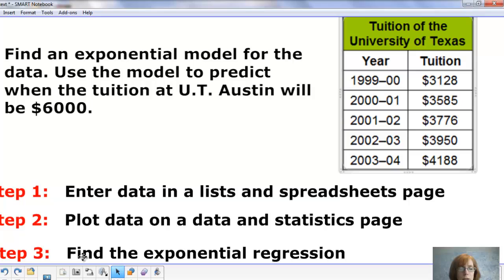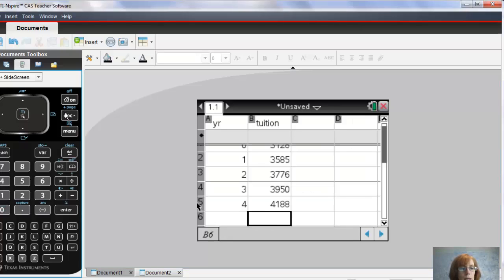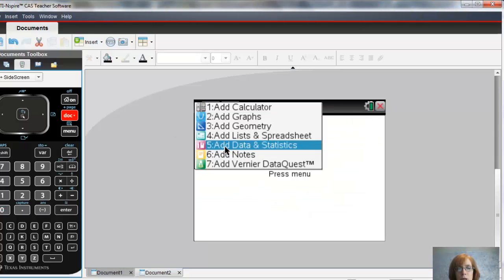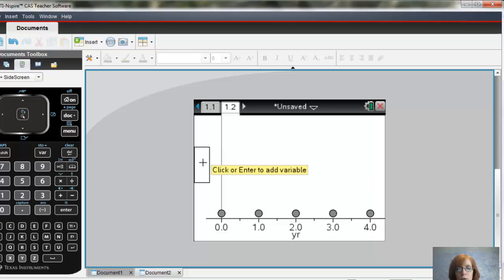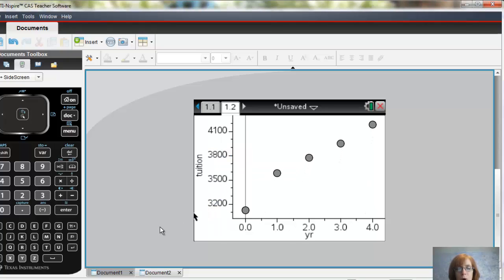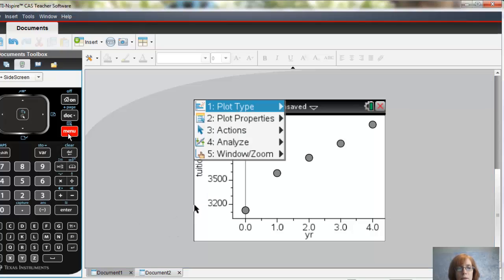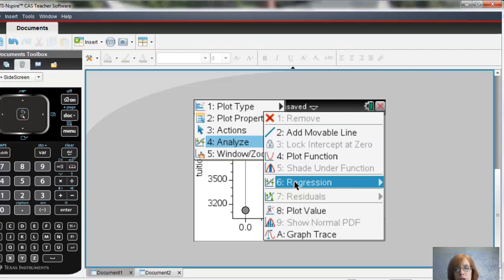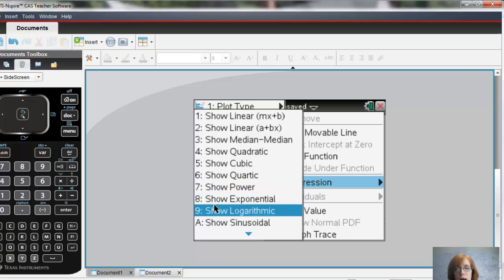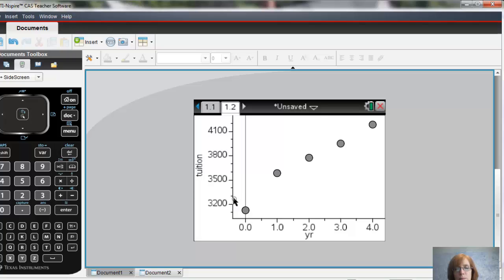So if we do that, go to a data and statistics page, and here we see the data, but it's not organized at all. Click down here for year. Click over here for the tuition. Alright, so there's our data. We want to get an exponential function that's going through this, so we can go to Menu, Analyze, Regression, and we want this one, option 8, for show exponential.